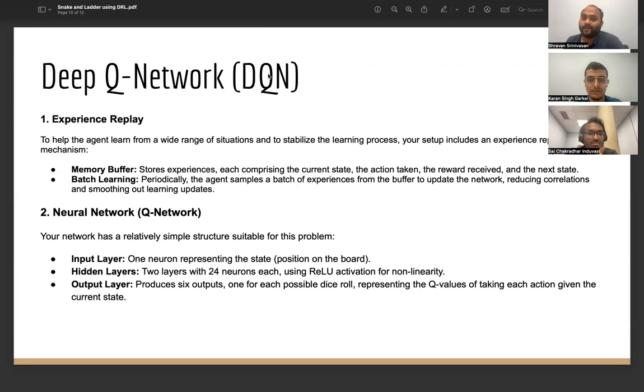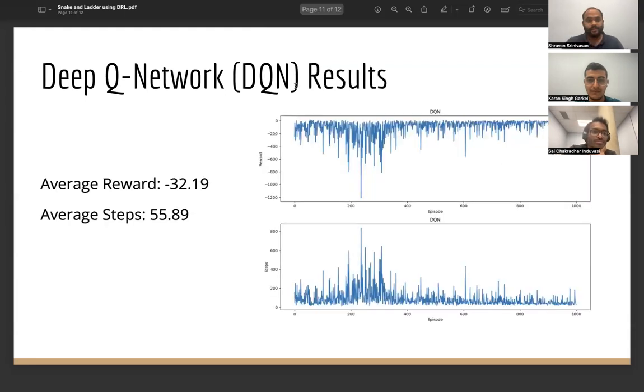Moving on, with respect to the architecture of the Deep Q Network, it basically consists of a normal neural network, which has an input layer, the hidden layers, and the output layer. The hidden part has 2 layers, and the output layer has 6 outputs, one for each possible dice roll. Moving forward, the results we are getting with respect to the DQN are an average reward of minus 32 and an average of 55 steps, which is pretty poor compared to the other algorithms. Thank you.